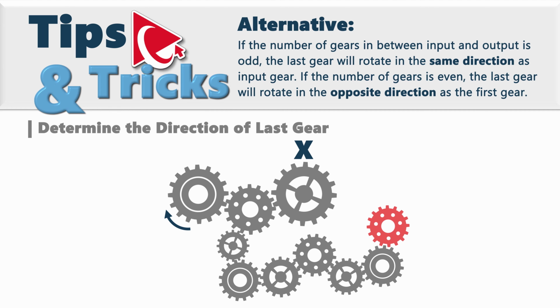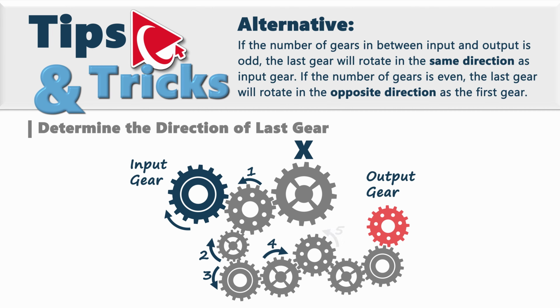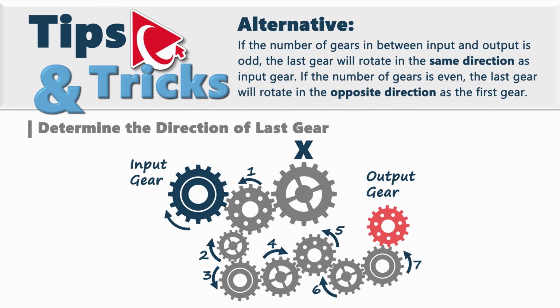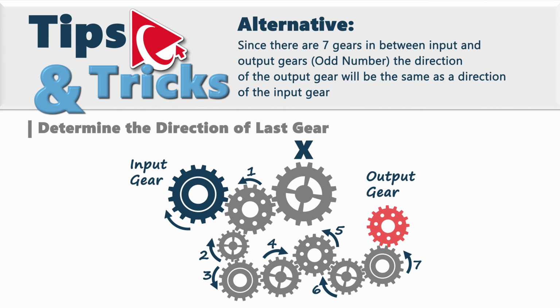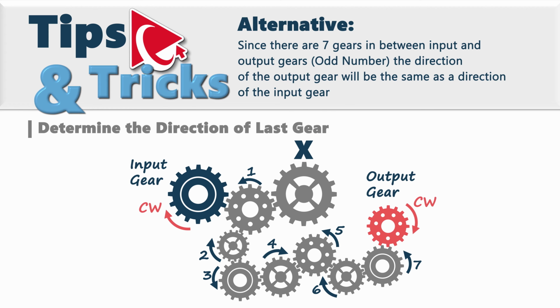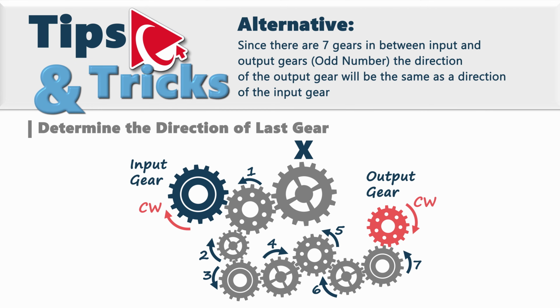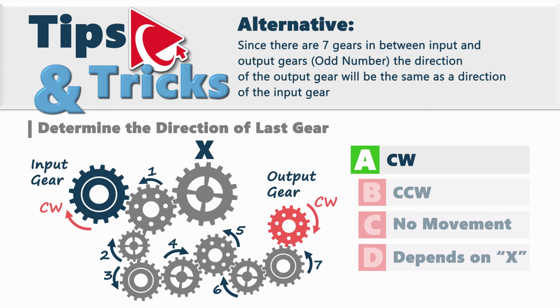With this in mind, let's solve this challenge the alternative way. Let's count the number of gears in between input and output. There are 1, 2, 3, 4, 5, 6, 7 gears. And since there are 7 gears in between input and output gears, which is an odd number, the direction of the output gear will be the same as the direction of the input gear. So the correct answer here is choice A, CW, clockwise.